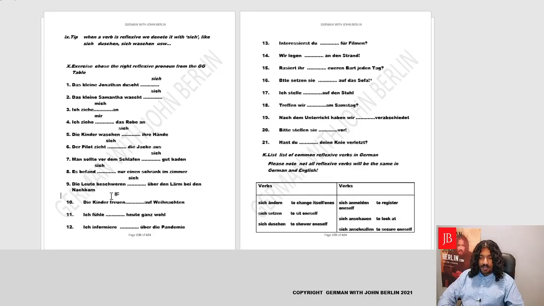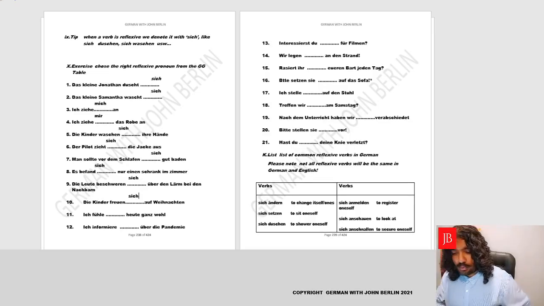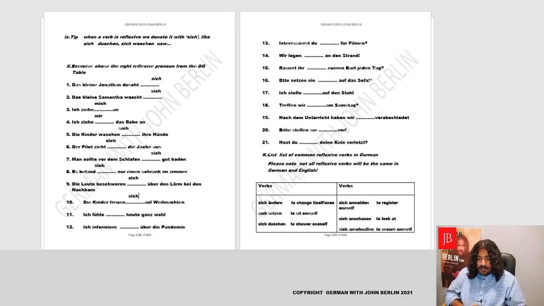Die Kinder freuen sich auf Weihnachten. So the children are happy themselves about Christmas. So whom are they happy? Themselves. So it's die Kinder freuen sich. Themselves, that's accusative plural. Yes, sich. Ich fühle das heute ganz wohl. I feel myself today very good. So basically, whom do you feel? That's myself. So ich fühle mich heute ganz wohl.